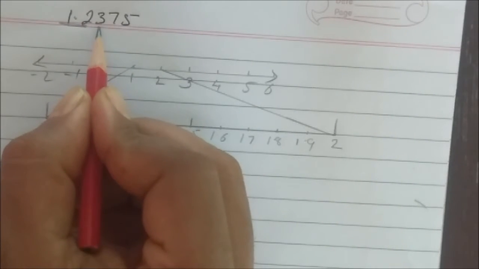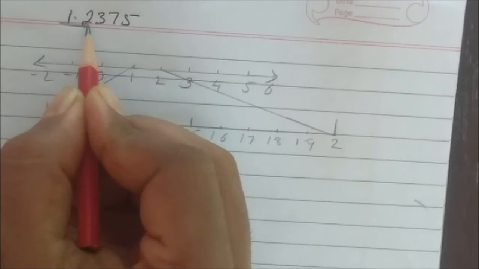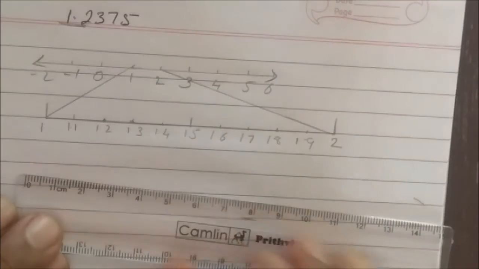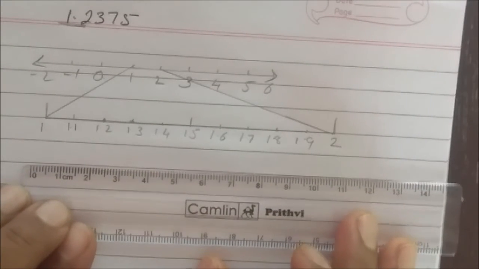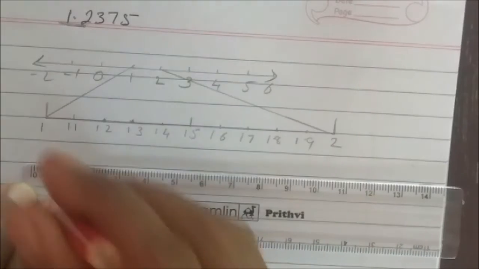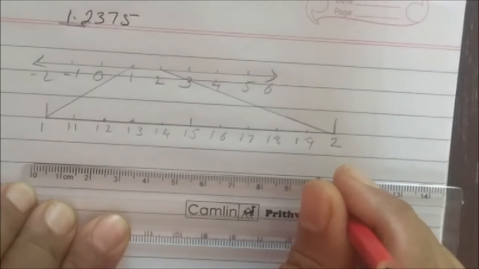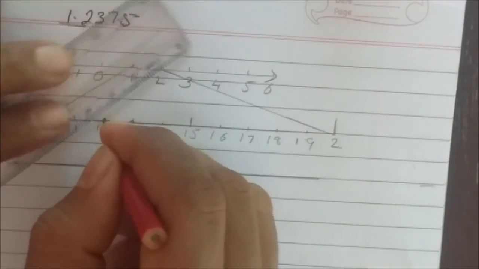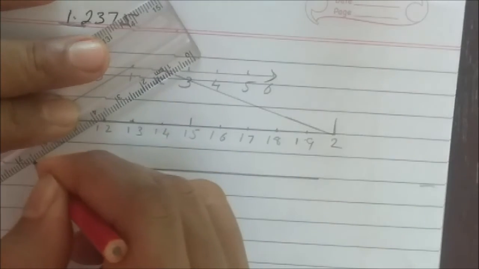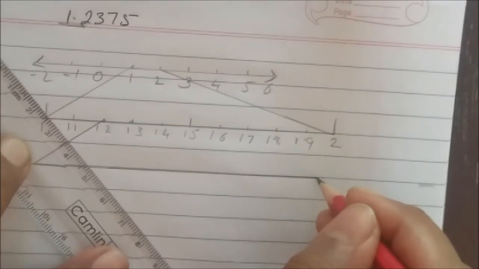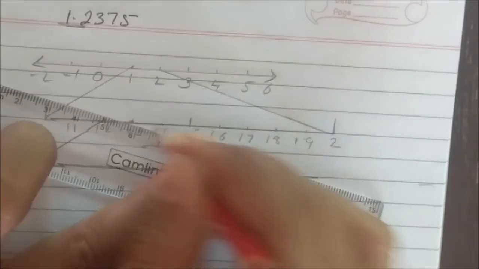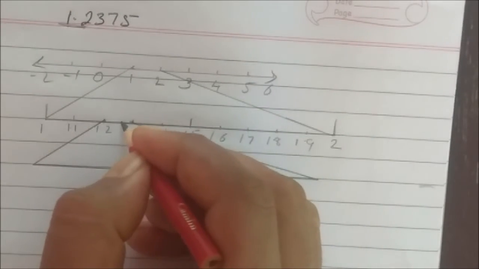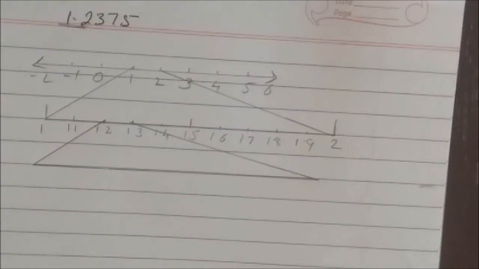Then we have to represent 1.23. So 1.23 is between 1.2 and 1.3. So we are going to enlarge this portion. For that also we are going to draw a 10 centimeter line. So we are enlarging this portion between 1.2 and 1.3. That is why this method is called successive magnification. That is, first we magnified here, then again we are magnifying. That is successive magnification. Okay.